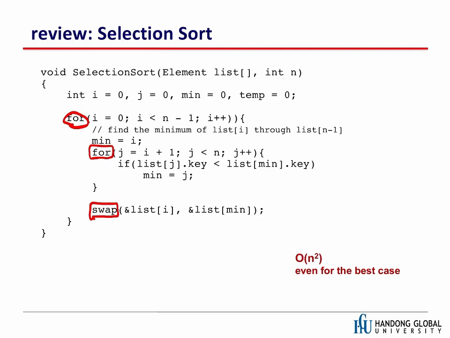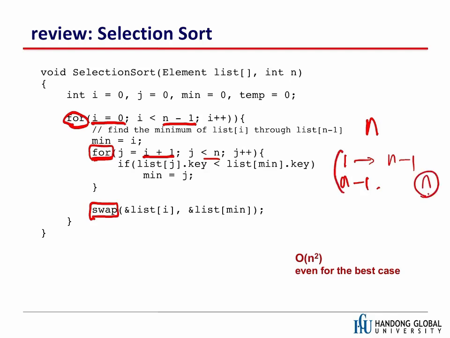Okay, and let's talk about the computation cost. For the first for loop, it goes from 0 to n-1, so we have n iterations. And how about the second one? It goes from i+1 to n-1. So if i is 0, then it goes from 1 to n-1. If i is n-2, then it goes to n-1. That's it. But still, when we calculate the computational cost, basically it takes n.